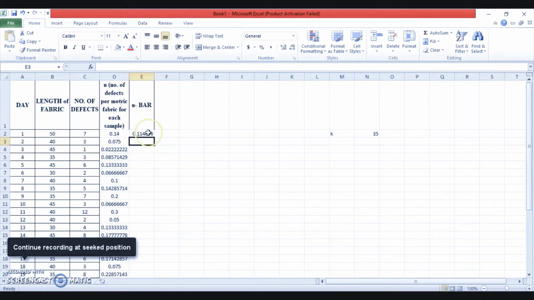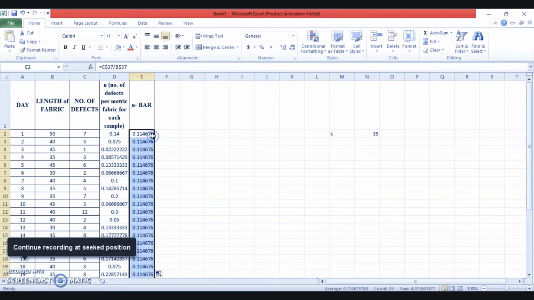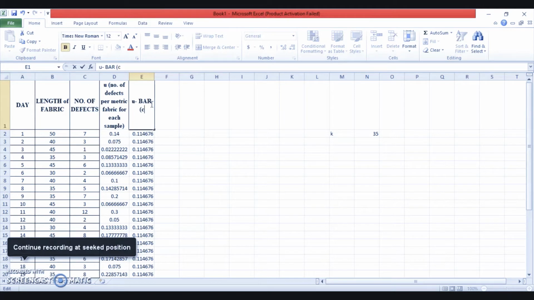Okay, now what you have to do, you just have to double click here and you'll get it for the rest of the sample. After finding out the U bar value, what is the next step? U bar value is also your center line, right? So either you can mention it here also, just putting a bracket, center line, or CL value, which you call. Now we have to find out the upper control limit and the lower control limit.